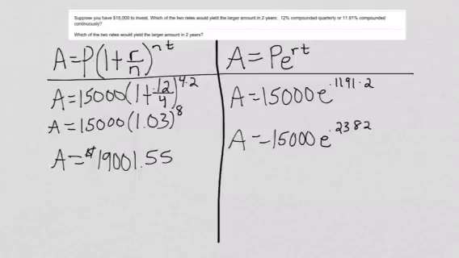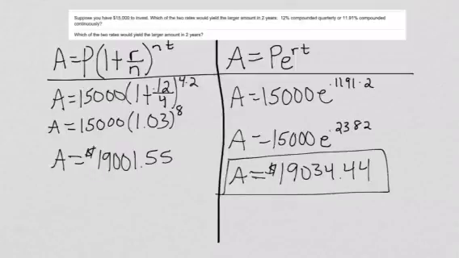So again, you have that e function on your calculator, so you'll just want to punch that in, raise it to the 0.2382 power, and then immediately multiply that by your 15,000. And what we find is that my A equals $19,034.44. And so if we look to see which one brings the larger yield back, it would be the compounded continuously.